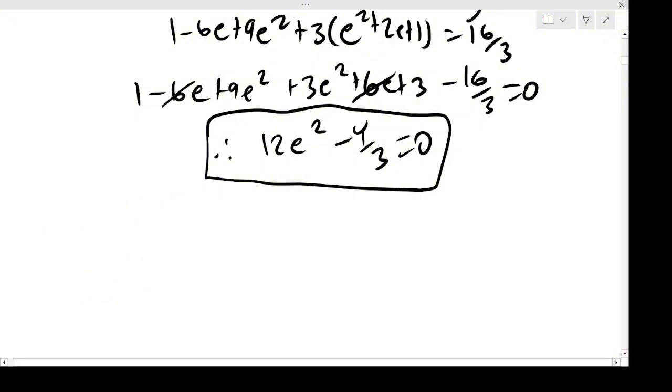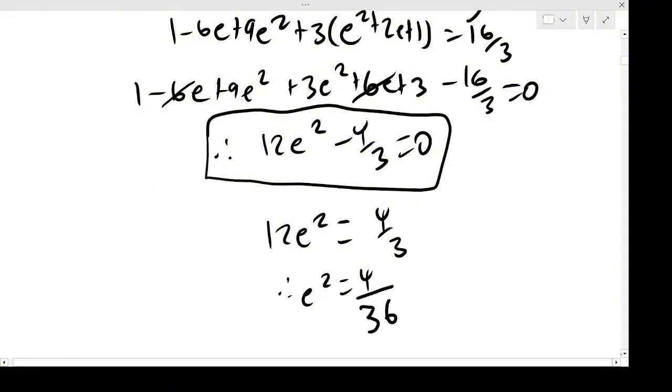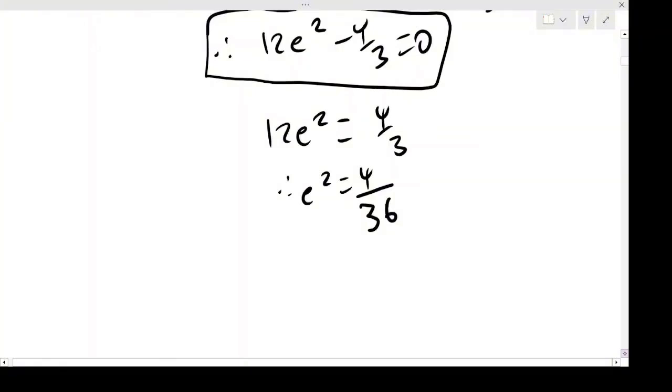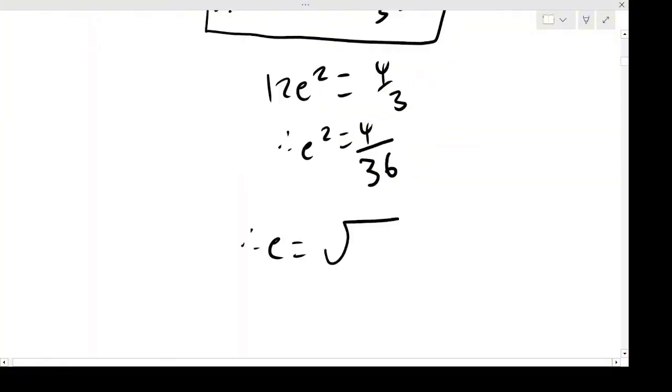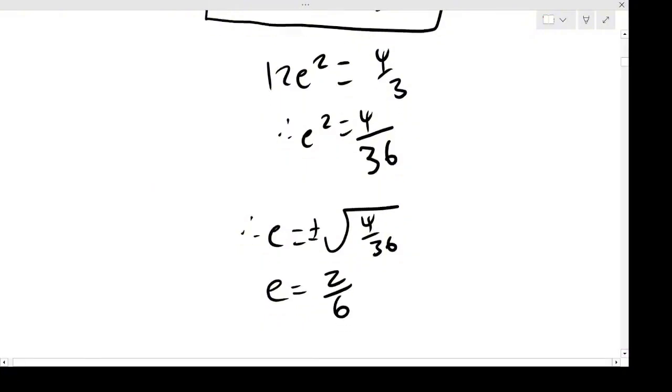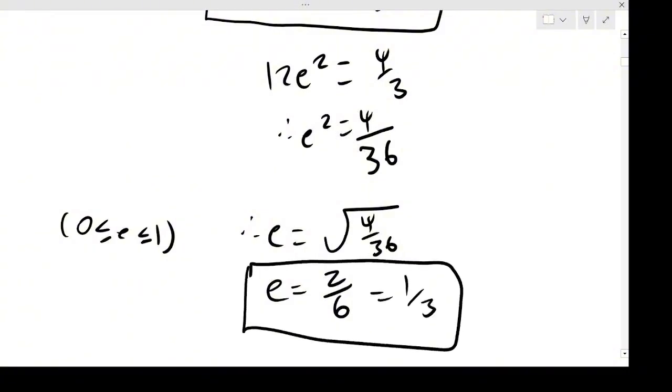So now I can just solve for E. I'm going to get 12E squared is 4 over 3. Then E squared is going to be 4 divided by 36, right? If I divide by 12. So therefore E is going to be the root of 4 over 36, which simplifies to 2 over 6. Remember we don't do plus or minus because E cannot be negative. Remember E is between 0 and 1. Anyway, so there we are. So it'd be 2 over 6, which simplifies to a third. And that is my value for E.